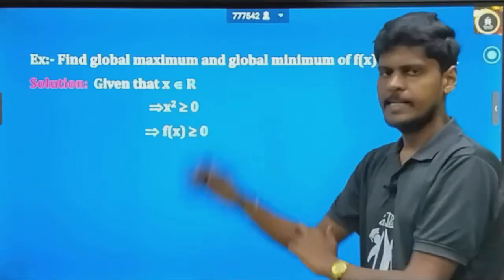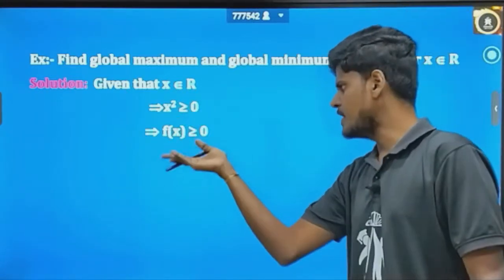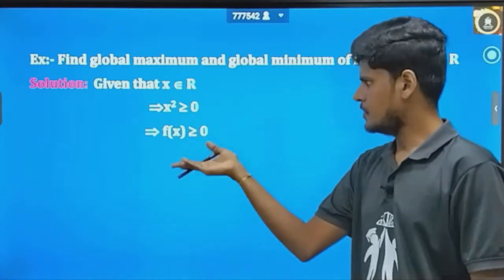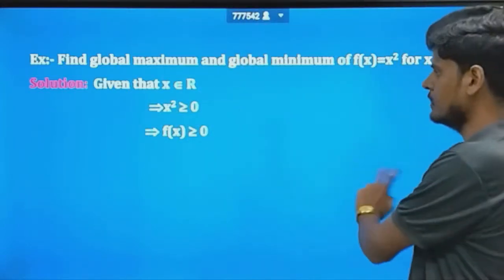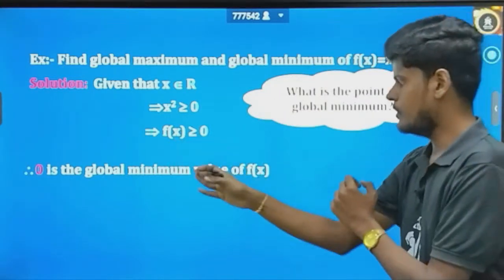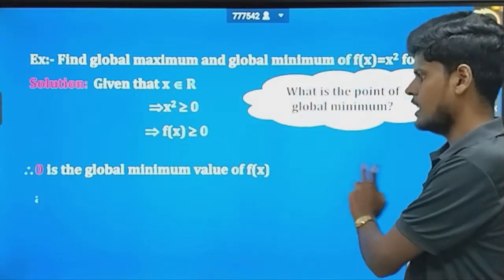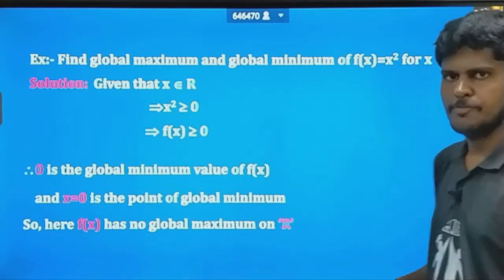X square will always be greater than or equal to 0. We already know that. So what is the minimum value of this? 0 is the minimum value. Maximum value will always tend to infinity. So 0 is the global minimum of f of x, and infinity, or the maximum value, is undefined.